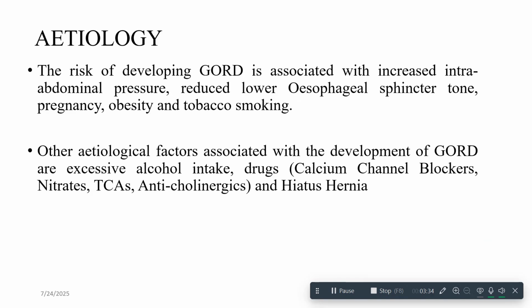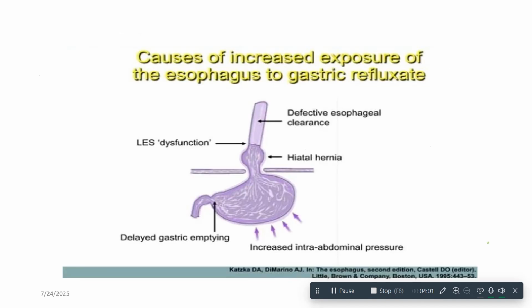Etiologically, the risk of developing gastroesophageal reflux disease is associated with increased intra-abdominal pressure, reduced lower esophageal sphincter tone, pregnancy, obesity, and tobacco smoking. Other etiological factors include excessive alcohol intake, as seen in alcoholics, drugs like calcium channel blockers, nitrates, tricyclic antidepressants, and anticholinergics, and of course, hiatus hernia.